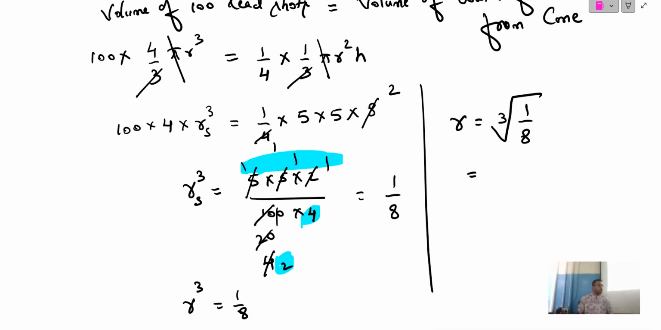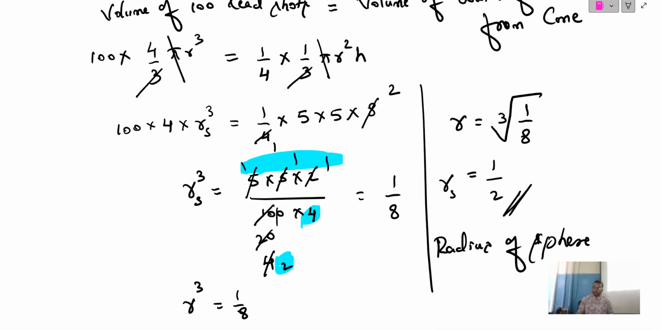2 into 2, 4. 4 into 2, 8. So cube root of 8 is 2. That is 1 by 2. 1 by 2 means half. Half is nothing but 0.5 centimeters. So here we have calculated the radius of the lead shot. Each lead shot is of size 0.5 centimeters. And then they're asking us to find the volume of each lead shot.